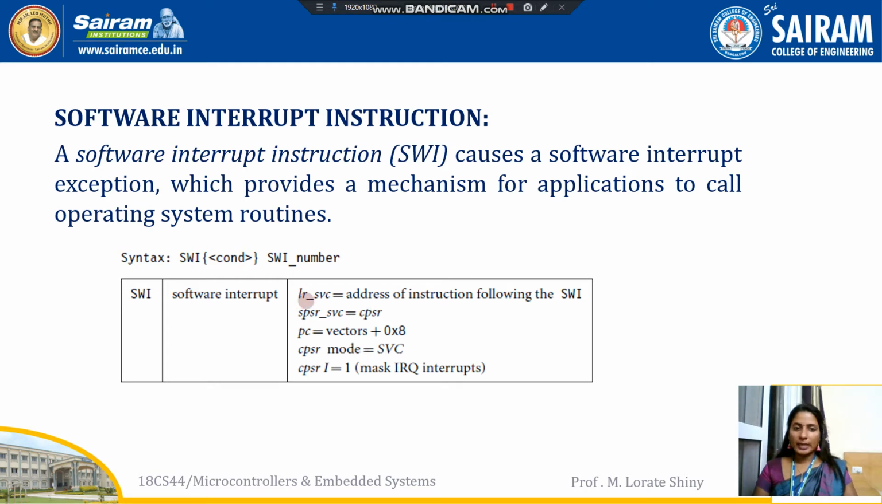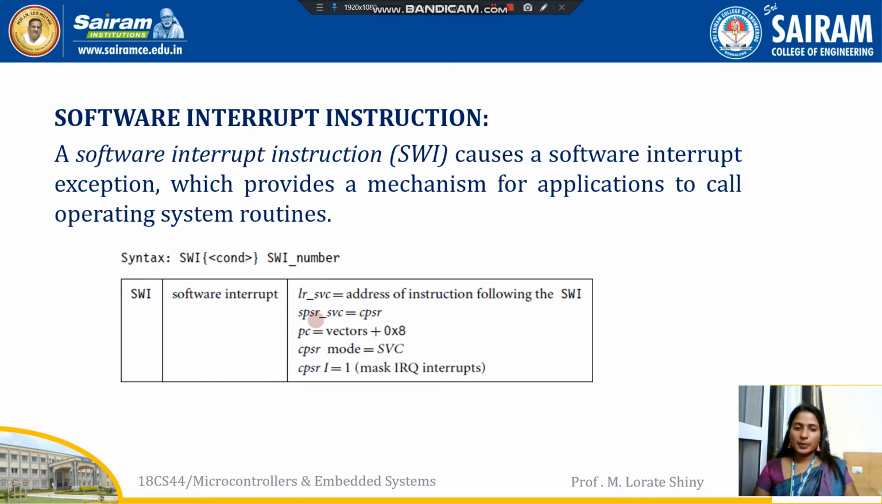We'll see here. The link register will get the address of the next instruction after the SWI instruction, because whenever the program is interrupted, the ARM processor will stop the main program and go execute the interrupt program. Once the interrupt program is completed, it has to come back to the main program and continue. For that, it needs the location where it stopped. So before going to the interrupt program, the processor stores the address of the next instruction in the link register. So the link register will have the address of the next instruction after the SWI instruction.